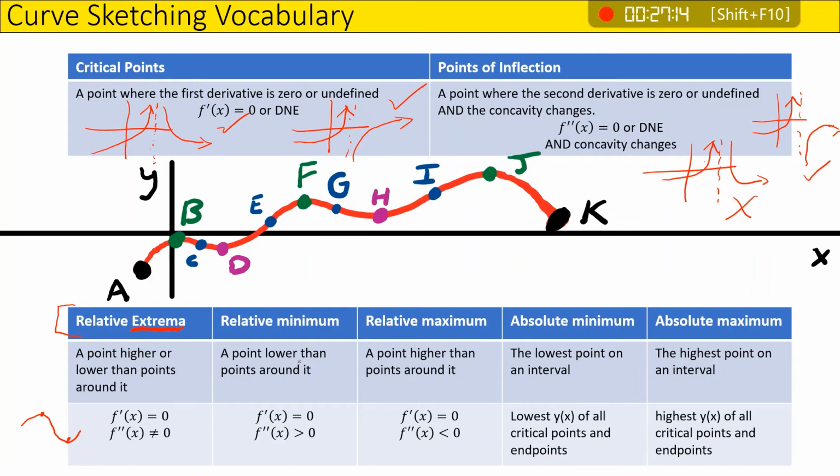A relative minimum is a point that's lower than the points around it, so this point is a relative minimum. A relative maximum is a point that's higher than points around it. This point is a relative maximum. I'm going to take a look at my definition down here. It says my derivative is 0, so the slope is 0, and my concavity is positive. If my slope is 0 and we are concave up, then I have a relative minimum. For a relative maximum, my slope is 0 and we are concave down. It would give me a maximum.